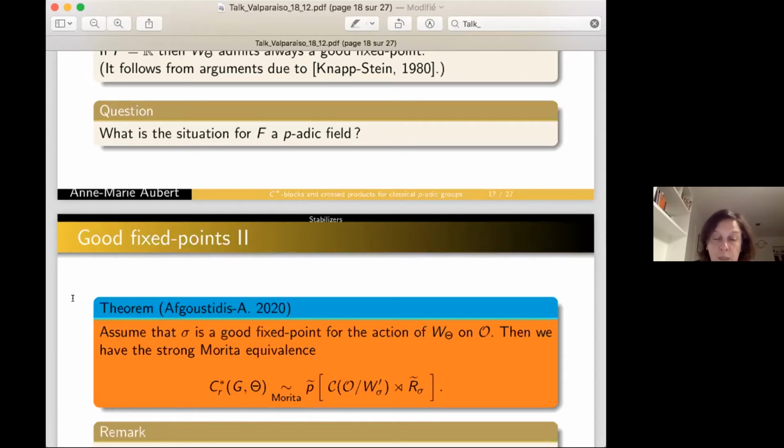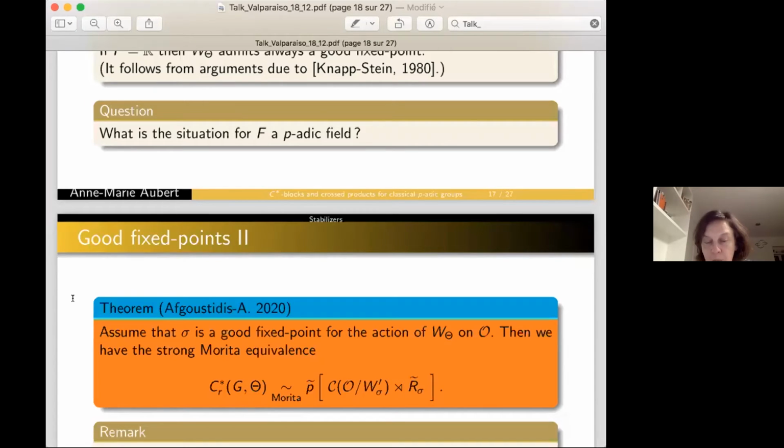Then we can prove that we have a strong Morita equivalence. Unfortunately, I didn't give a definition of this C-star algebra, but what we prove is that it is Morita equivalent to the following crossed product algebra. So you consider the image by the idempotent p tilde of the following algebra.